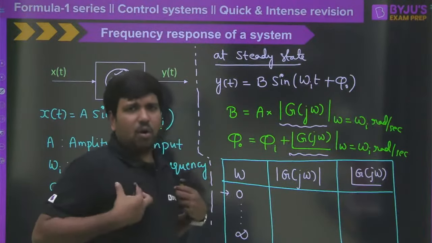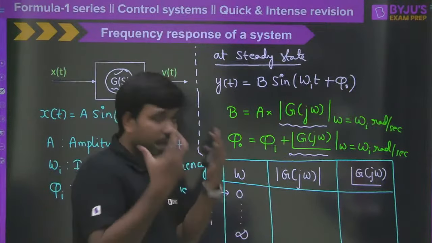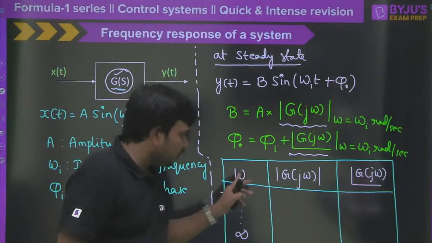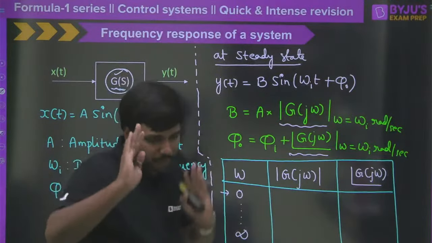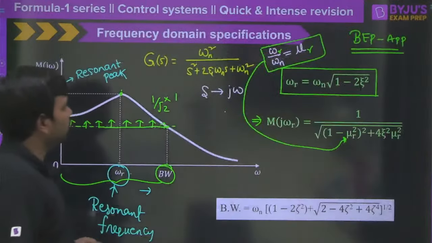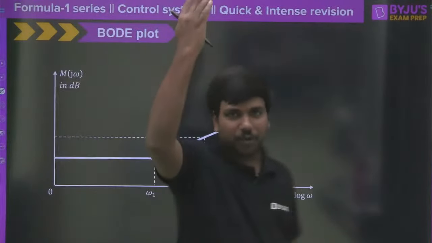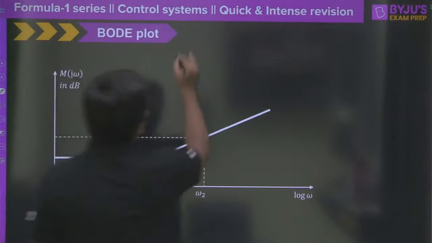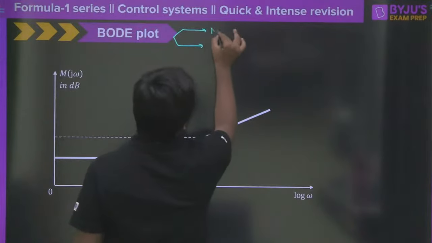So obviously it will be very easy for me if I have some graph which shows the relation between magnitude versus frequency and phase versus frequency. Clear? So keeping that in mind, people investigated and came up with the idea of the Bode plot. The Bode plot basically will have two plots. One is, as I was saying, the magnitude plot.